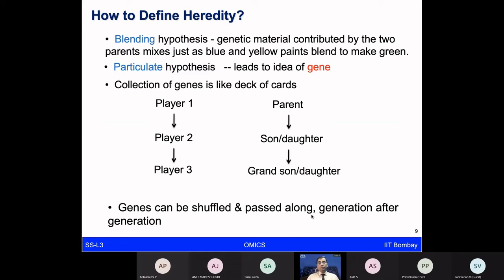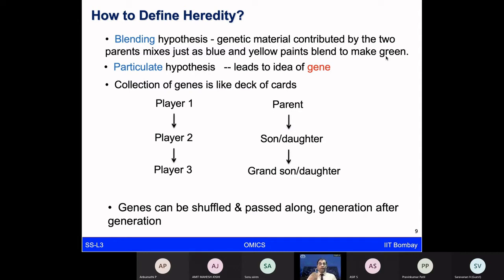So there are different theories of heredity, like how genes are going to be transferred from the parents to the offspring. One is the blending hypothesis, where the genetic material from the two parents is going to just blend the way you see paint colors, like blue and yellow paint making the green color. Or the particulate hypothesis, which got more attention, which leads to the idea of having genes.